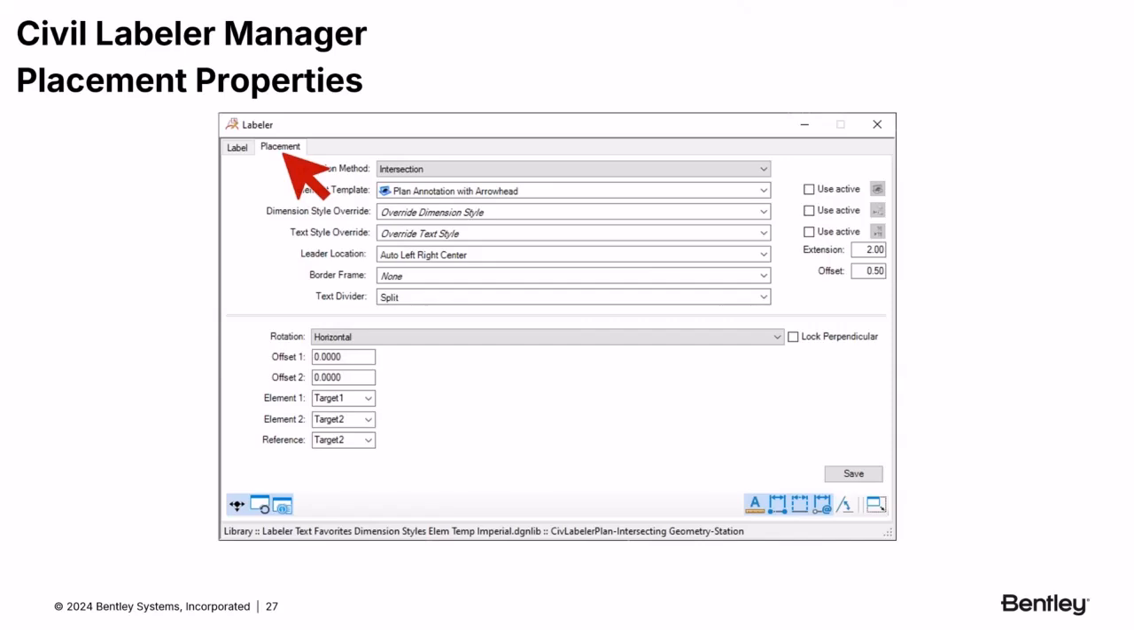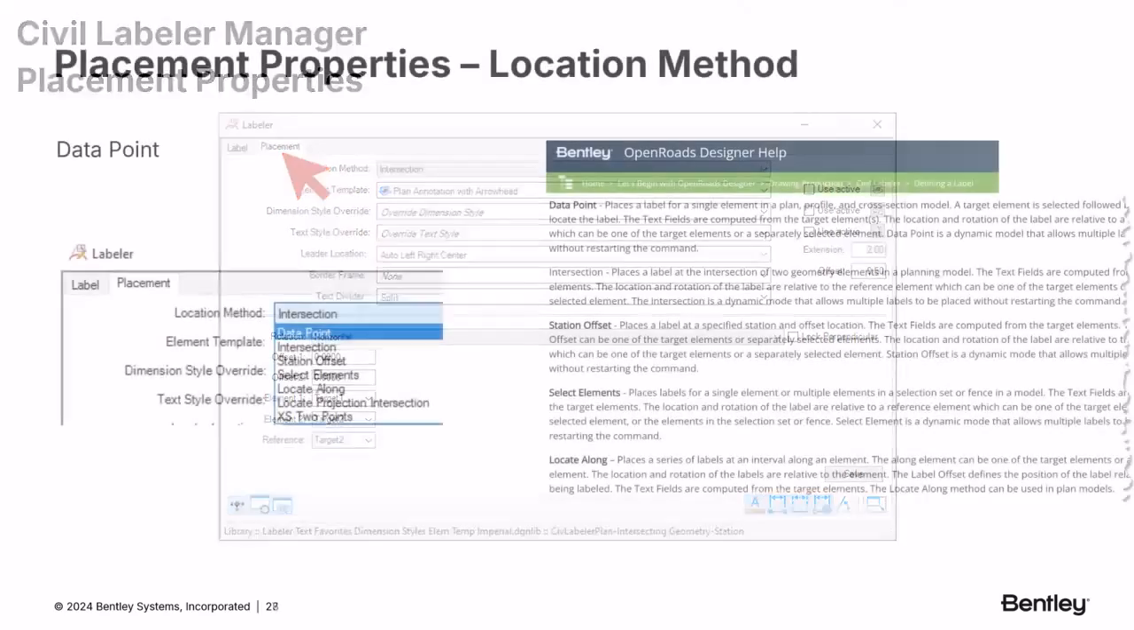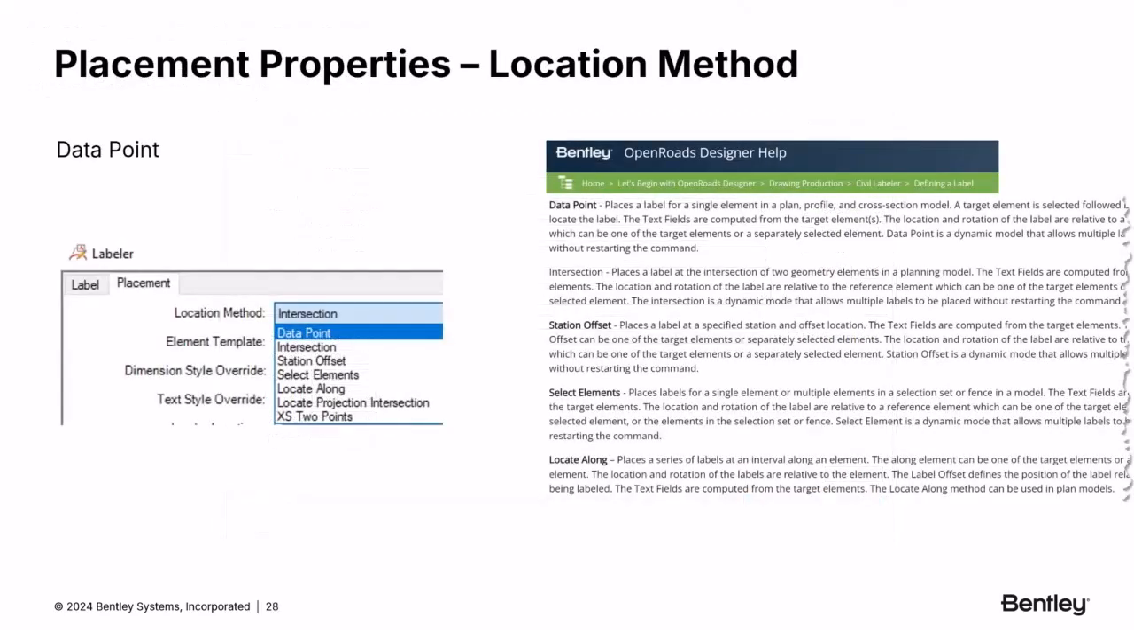All right, let's move on to the next tab. The placement tab has various drop-downs and configuration aspects that you can preset. So these will be the preset properties when the end user actually uses the Civil label for their plans production. The one thing I want to focus on here and highlight is the location method drop-down. I have a screenshot here of the drop-down for the location method within the Civil Labeler Manager, and a screenshot of the associated help.